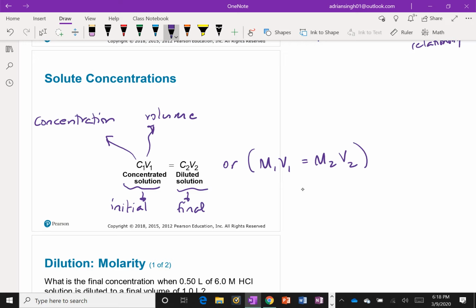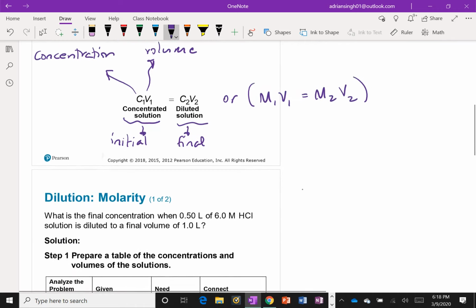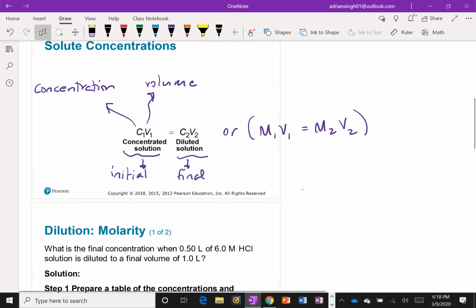So similar relationship to what we saw with Boyle's law, and guess what? Just like we did with Boyle's law, it boils down to, no pun intended, math that you have to do. A little bit of algebra that you're going to have to solve for in the problem. So let's take a look at an example.